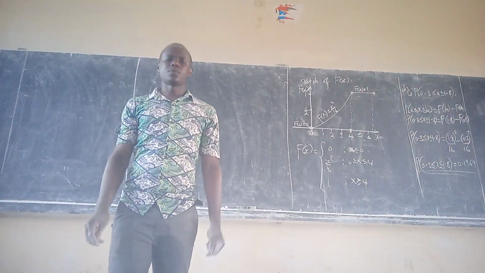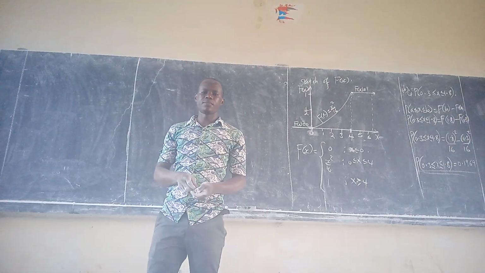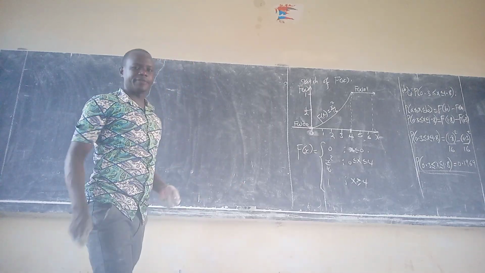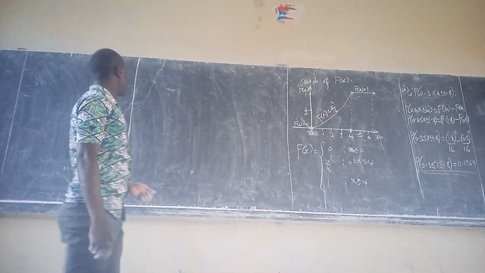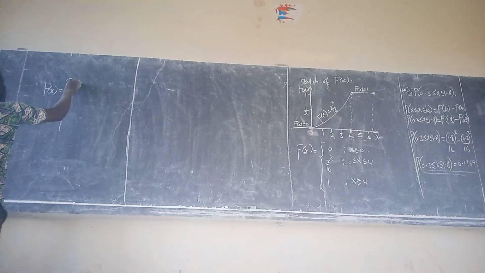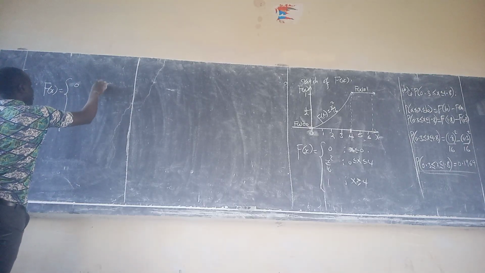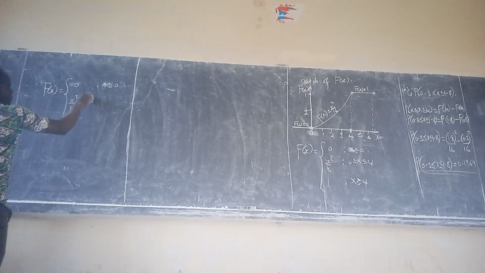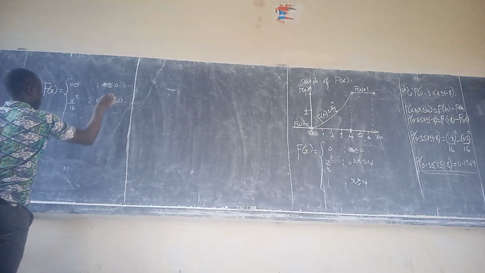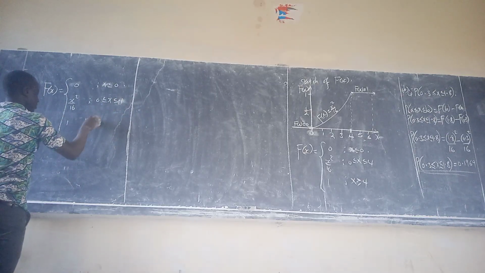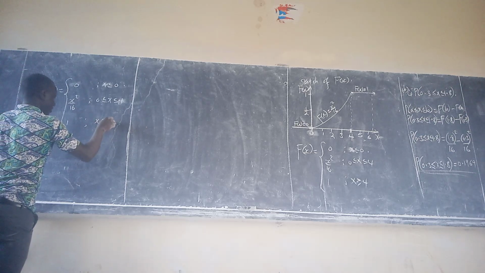Yes, we are now on part B Roman 2 that wants us to get the median. So we are redefining our capital F of x. Our capital F of x was 0 when x is less or equal to 0, it is x squared over 16 when x is between 0 and 4, and it is 1 when x is greater or equal to 4.